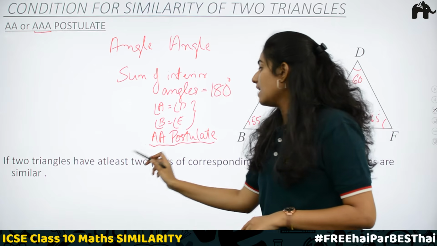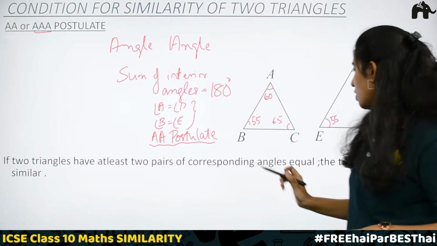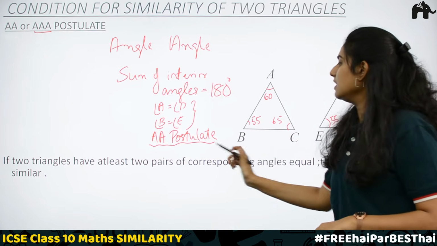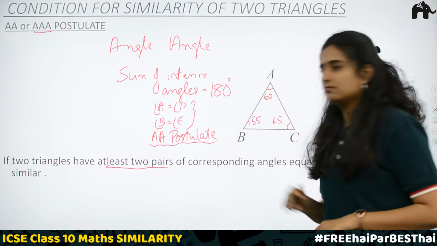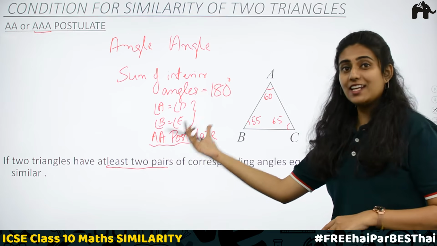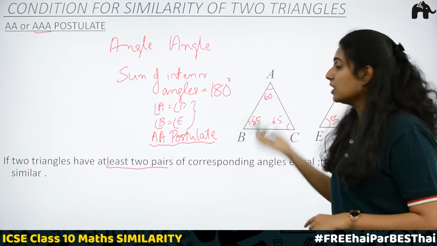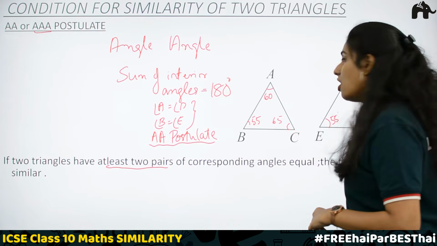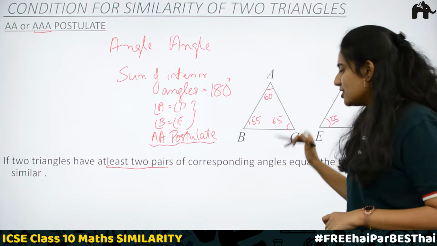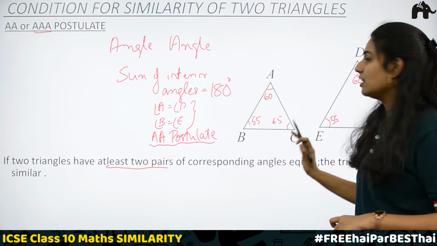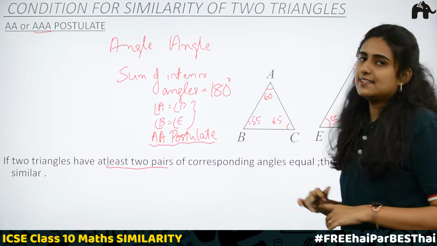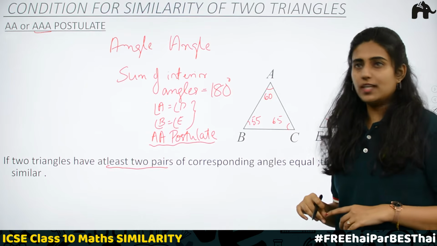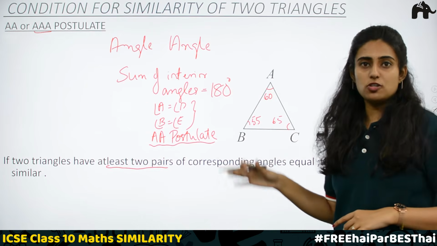If two triangles have at least two pairs of corresponding angles equal, the triangles are similar. Understood? At least two pairs. What does it mean? At least two, which means more than two is possible. That is, the third angle, whether it is equal or unequal, doesn't matter. But for triangles, you know that the third angle will surely be equal if two angles are equal, according to the angle sum property. Okay, so we studied the three important postulates.